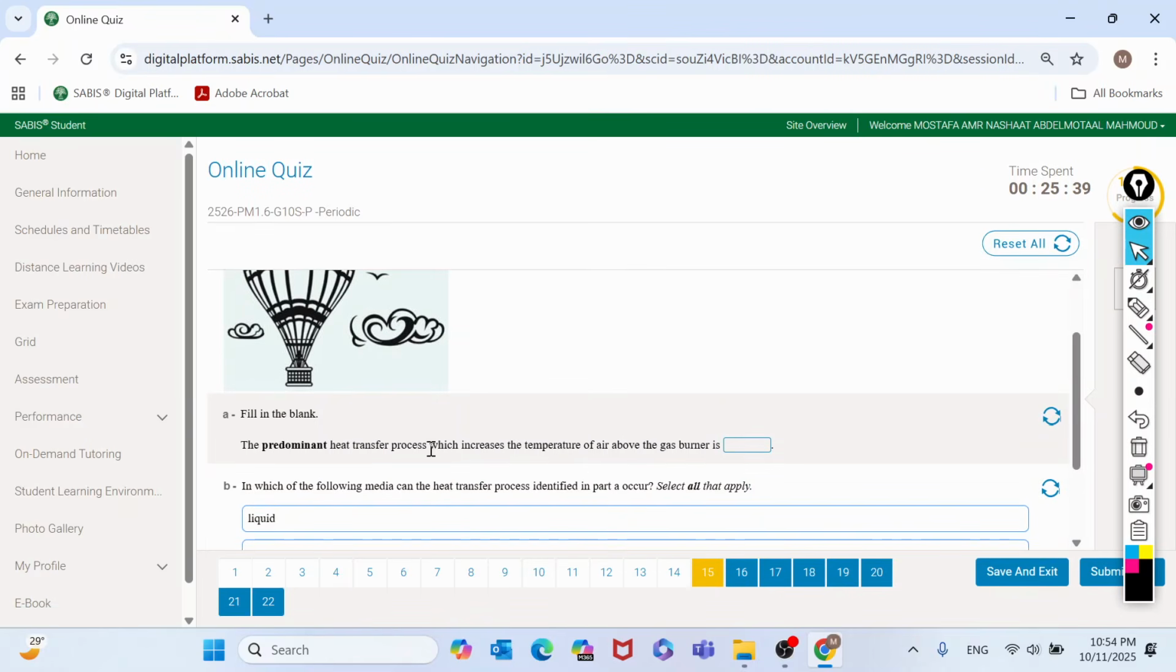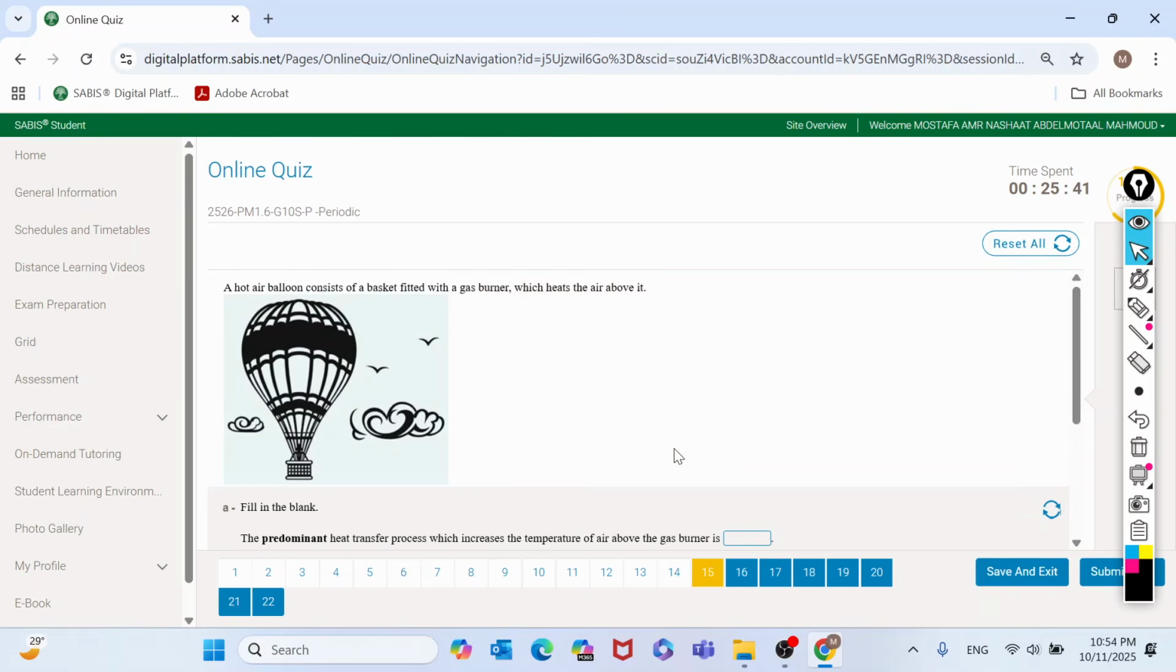The predominant heat transfer process which increases the temperature of air above the gas burner. Okay guys, this one, you have the hot air in the burner. Okay, this is the burner. You have hot air in it, and the hot air goes up with the convection current and pushes on the walls of the hot air balloon. It pushes it up. So this is caused by convection.